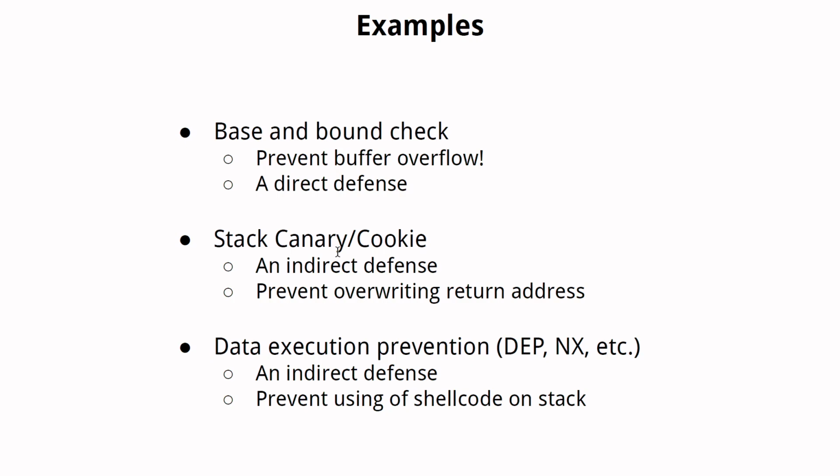This is not perfect. Then another approach is what you saw two weeks ago, which is data execution prevention. Different architectures have different names. Could be NX, could be DEP. They're basically the same thing. The idea is that in some memory regions, like the stack, you are not supposed to put code. So even if you put code there, we will not execute anything there, because everything there should be data, not code.